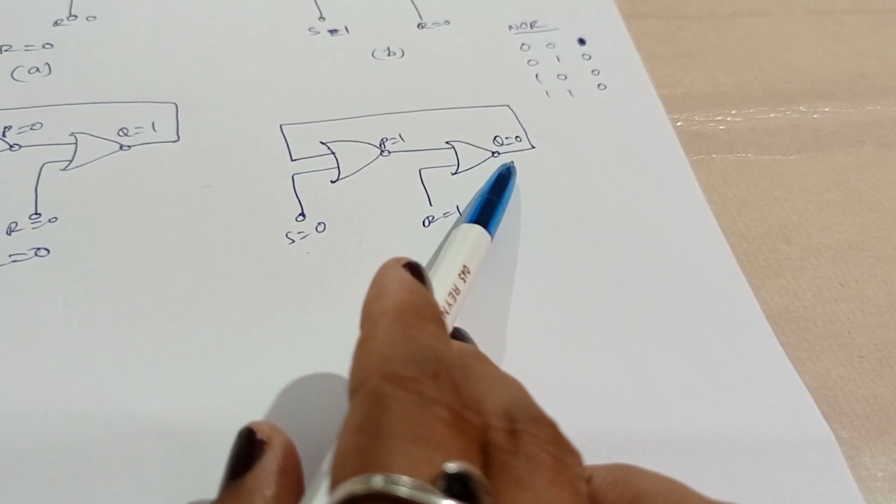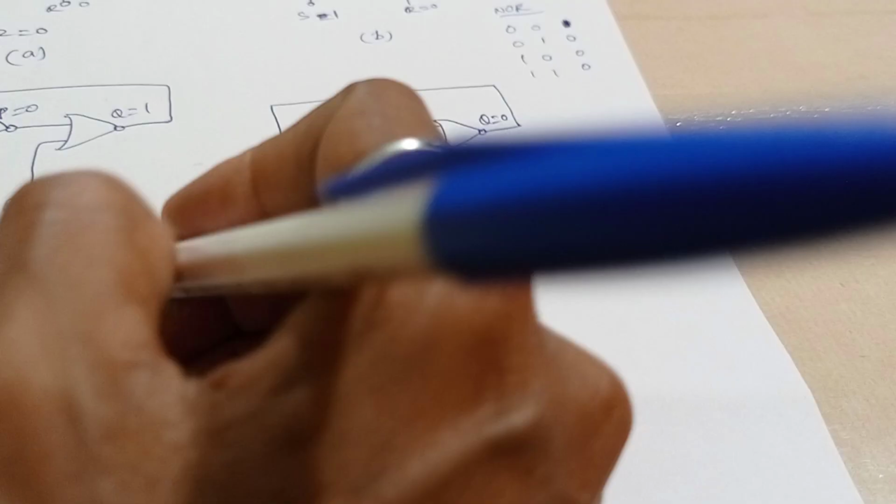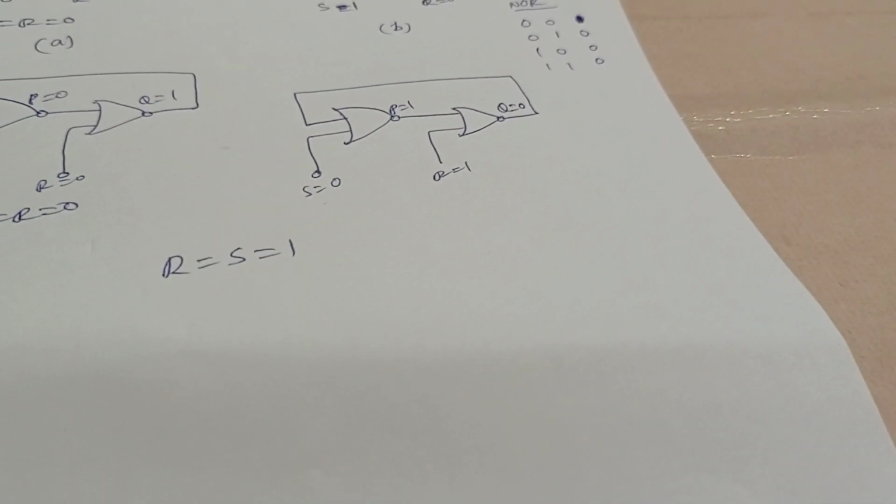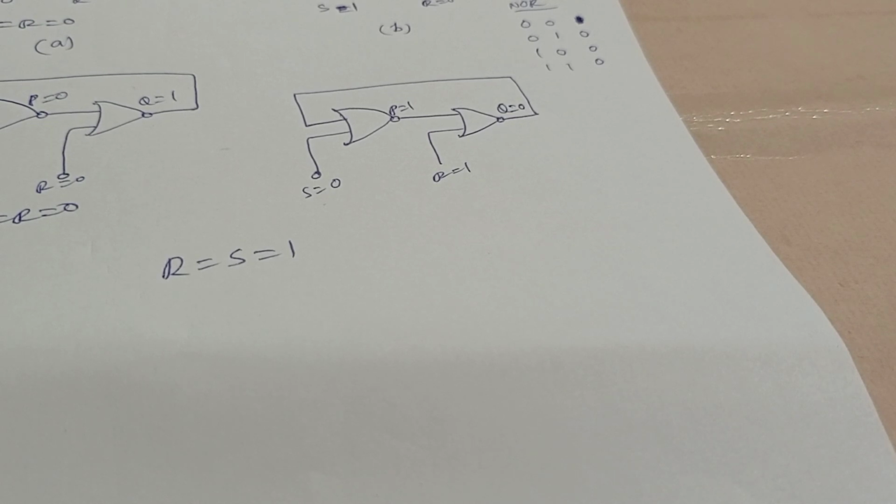This is also a complement. When we take the condition R equal to S equal to 1, that is, set equal to reset, both are 1. So this is not allowed because it won't give complementary output.